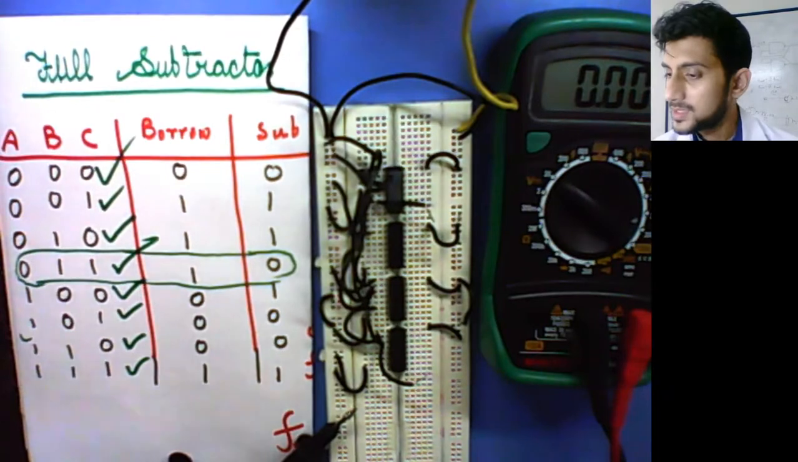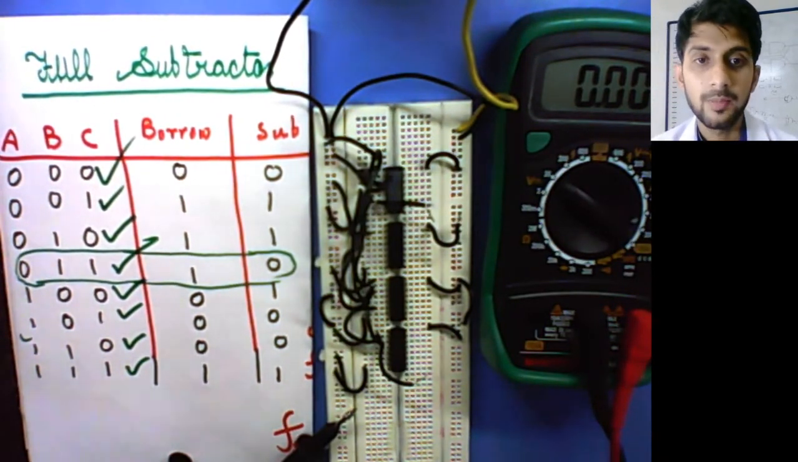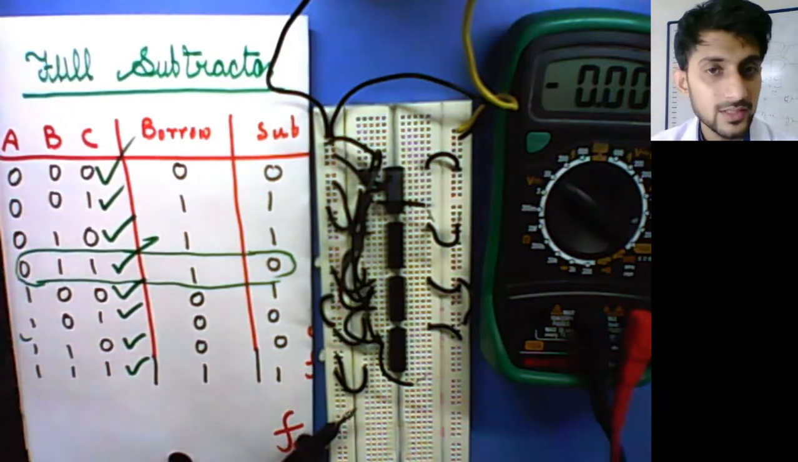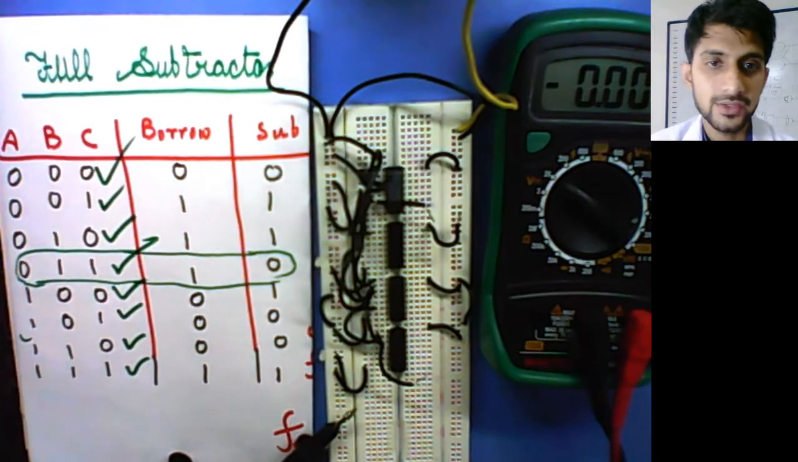So this completes your full subtractor also. Now we are left with only the analog part in which we have to design a power supply using Zener and we have to use diode as rectifiers. That's it.